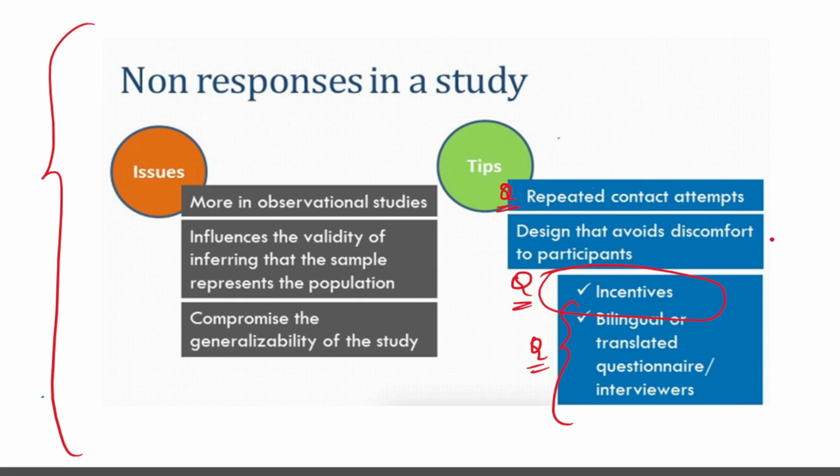One more option which can be asked in any question is a design that avoids discomfort to the participants. Even this is one of the questions. So all the students, please be perfect with this chart regarding non-responses in a study, the issues pertaining to this non-response in a study, and also the tips to minimize the non-response in a study.